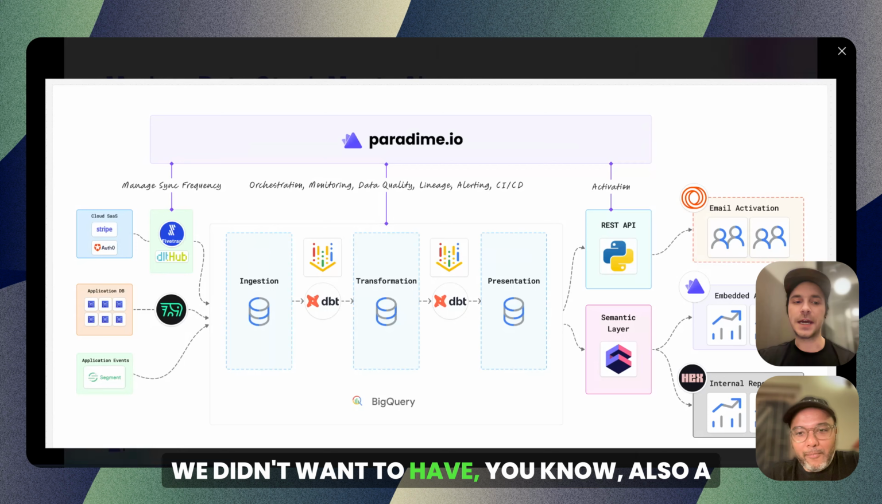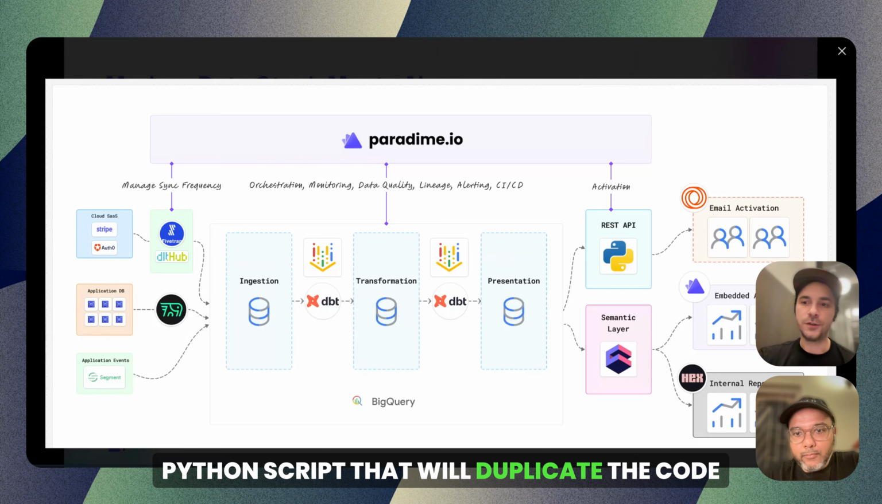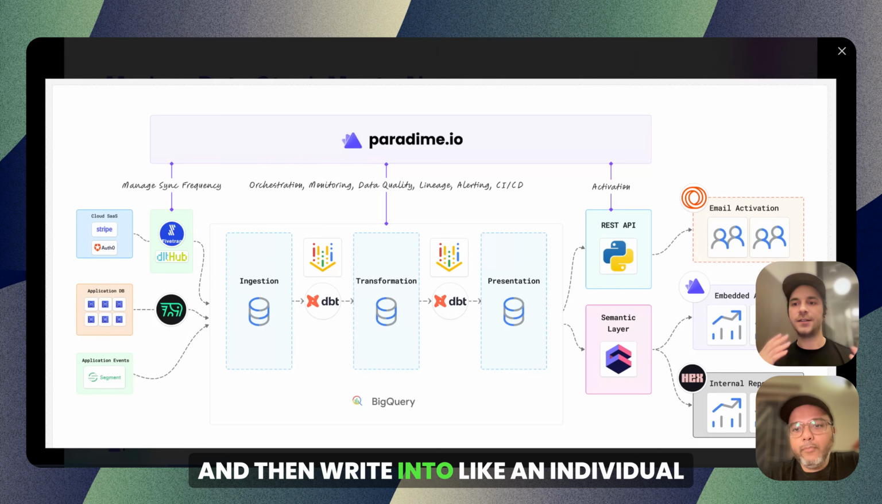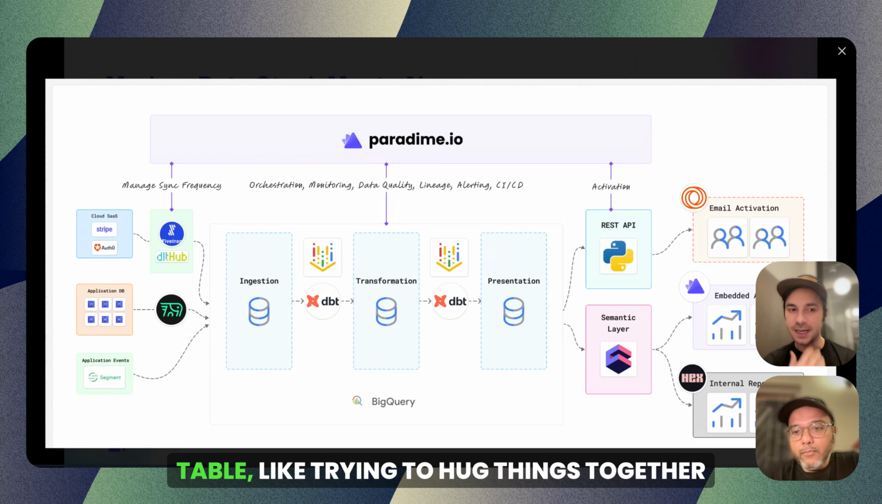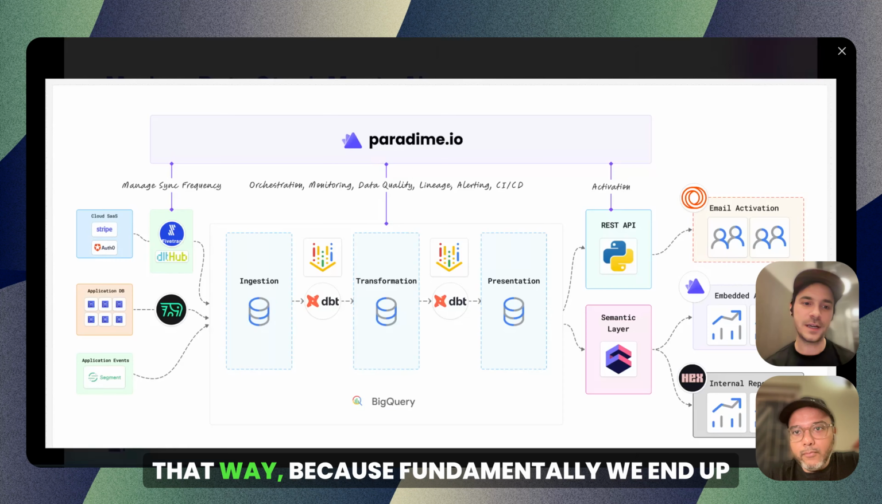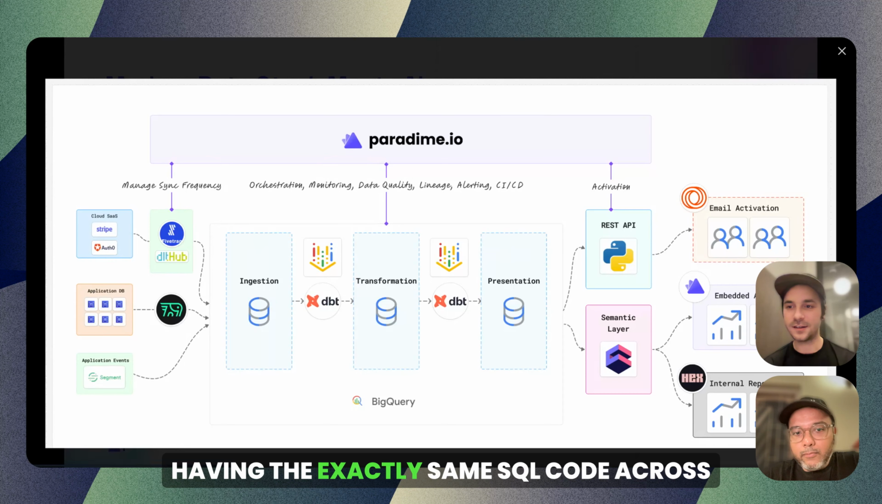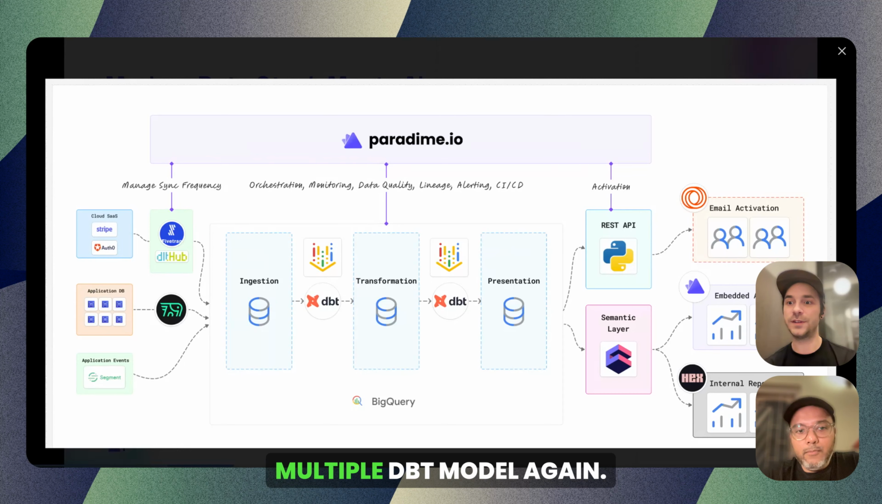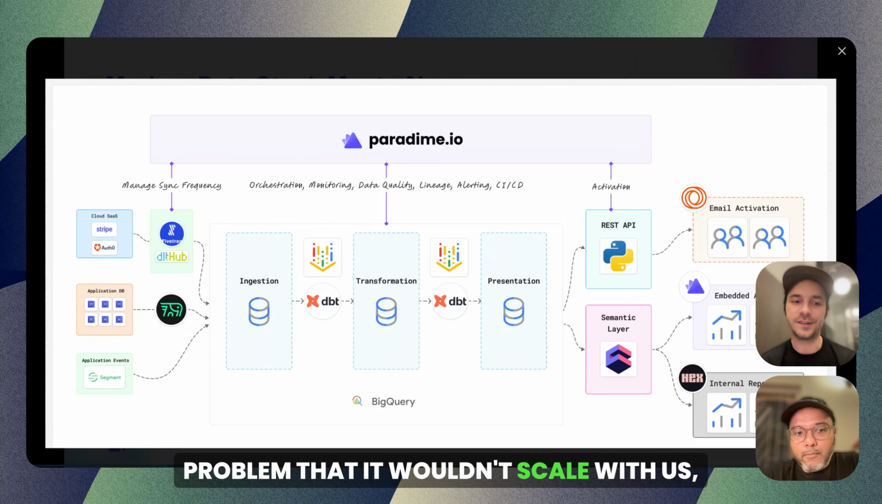We didn't want to have also a Python script that will duplicate the code and then write into an individual table, like trying to hack things together that way, because fundamentally you end up having exactly the same SQL code across multiple dbt models. Again, the problem is that it wouldn't scale with us, right?